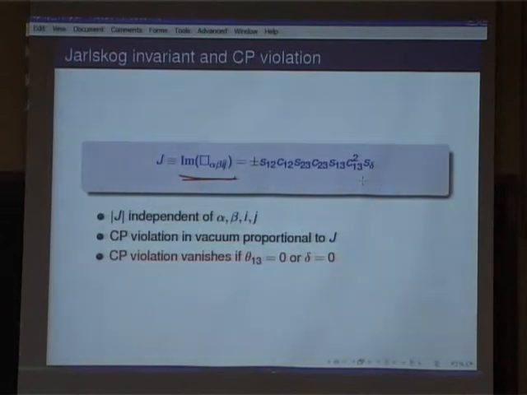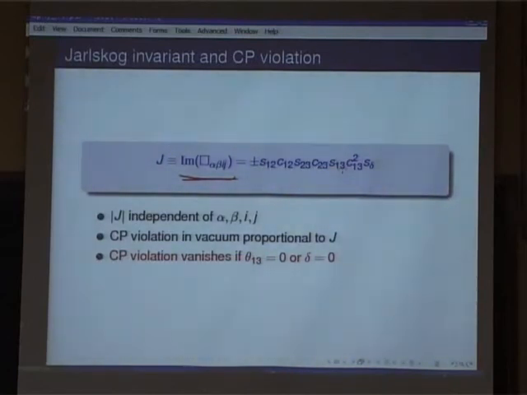Now you will see that, firstly, we know what sine 1 2 is. It's the sine of theta 1 2, near 0.6. Sine 1 2 is 0.6, cosine 1 2 is 0.8. Sine 2 3 is like 0.7, 1 by root 2. So they are of the order of 1.